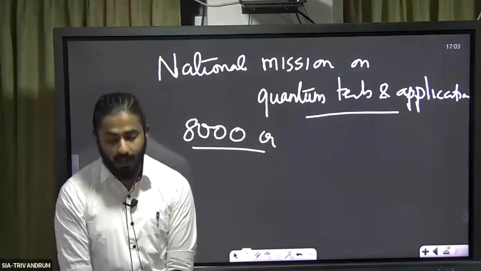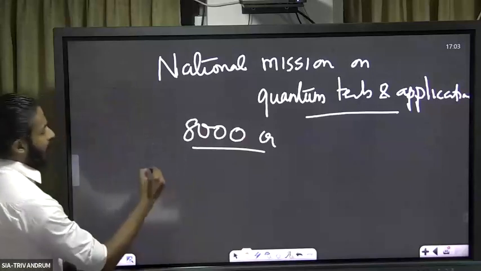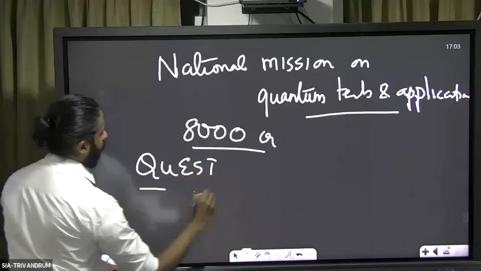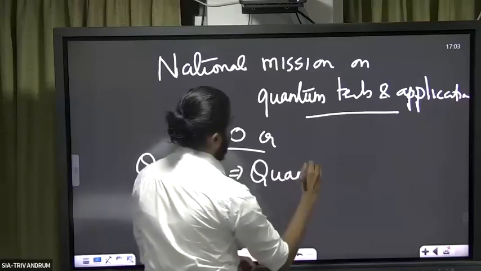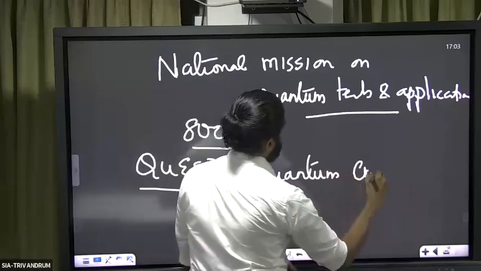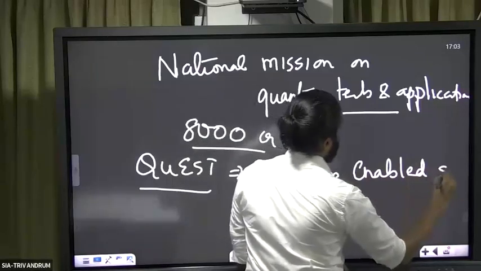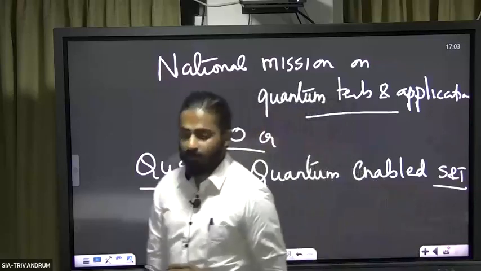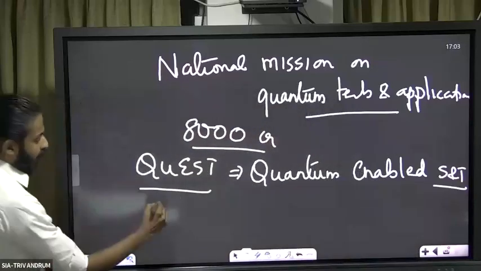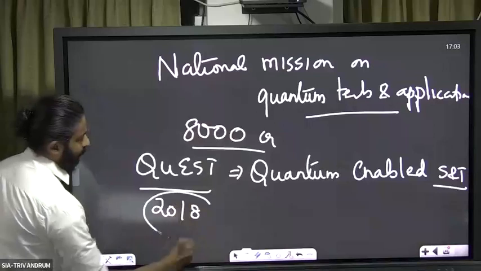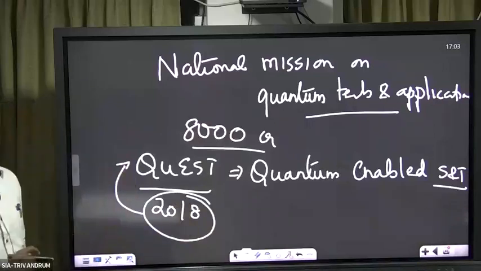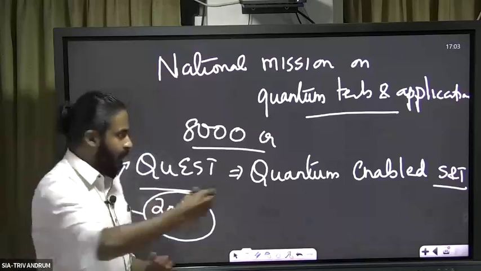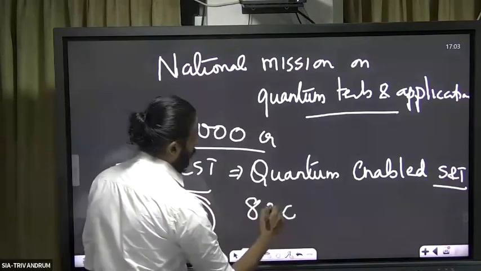Keep yourself updated. And one more scheme in this quantum area is QuEST, Quantum Enabled Science and Technology. This is an initiative of the Department of Science and Technology which started in 2018. QuEST was started by the Department of Science and Technology in 2018, and it had a budget of say 80 crore for 3 years.